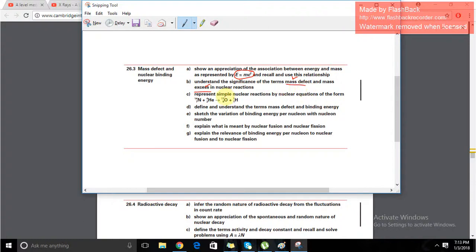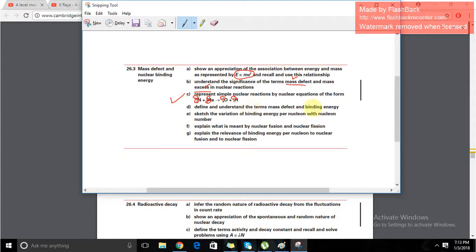You have to be able to represent simple nuclear reactions by nuclear equations of the form. So these have to be conserved, that is the atomic mass, and the atomic number must similarly be conserved, and these are principles you need to apply, and everything else is fairly simple.